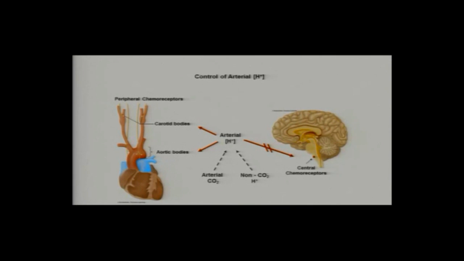So in Kussmaul breathing, the person's respiration is normal, so their CO2 is normal. But because their blood pH is acidic, that triggers the hyperventilation. So their CO2 goes from normal to low to compensate for the acidosis.